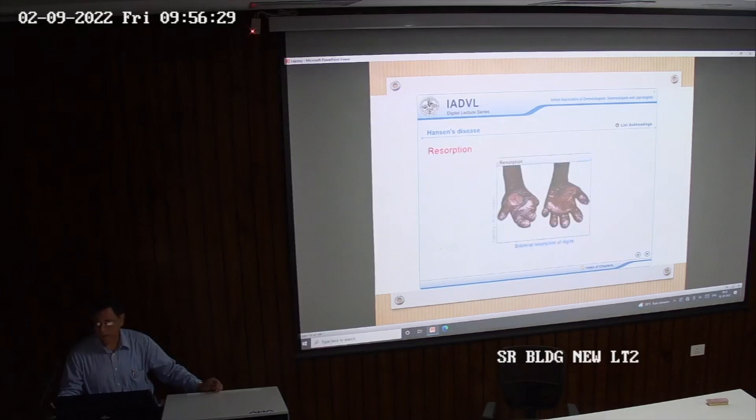So this depicts the case of leprosy. This was usually the picture before. Nowadays we are not able to see such pictures because patients are getting proper treatment on time. So this was the complication without treatment. There was resorption of the fingers.